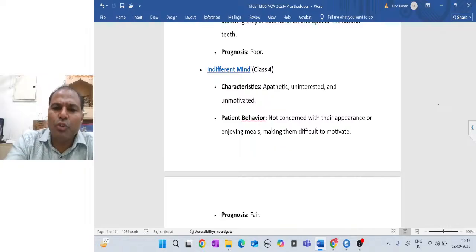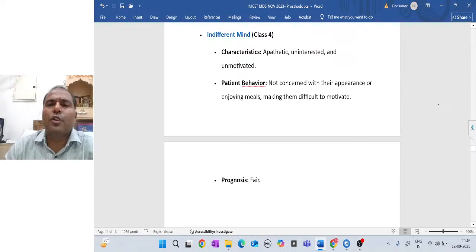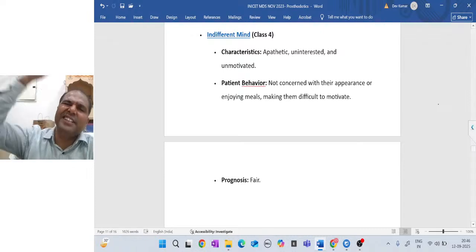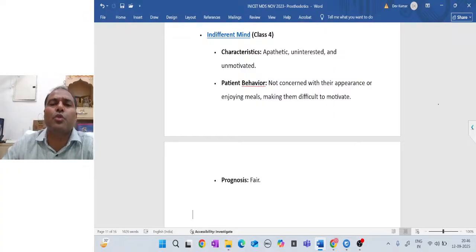I have not come. So they are very difficult to motivate, and they are not concerned about their oral health. They have been initially treated by so many dentists, so they are very indifferent towards their oral health. The prognosis is just okay.